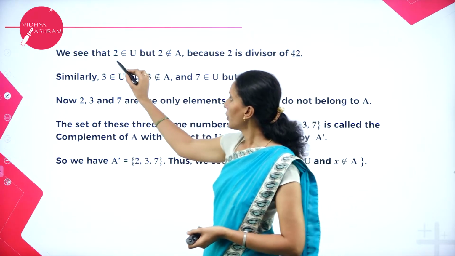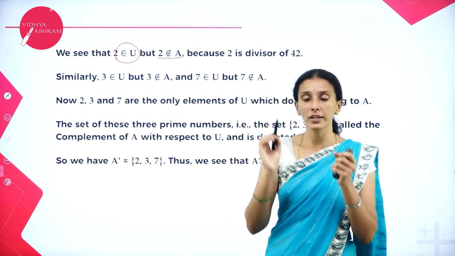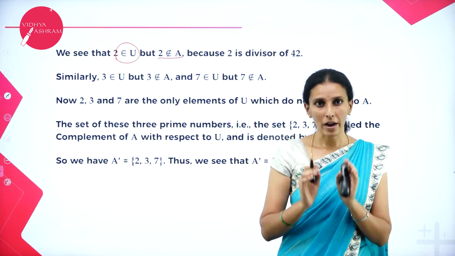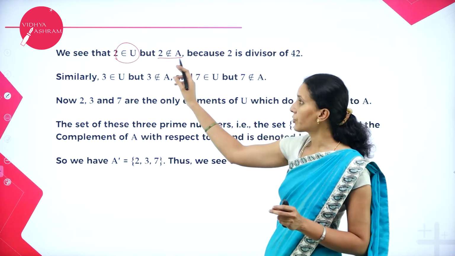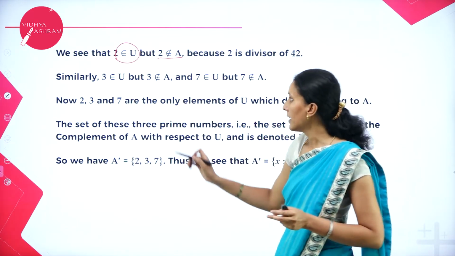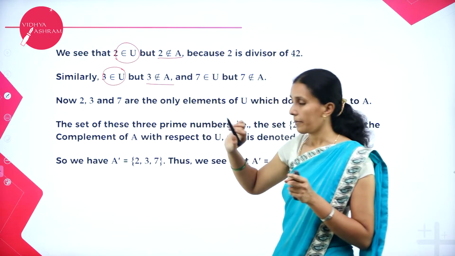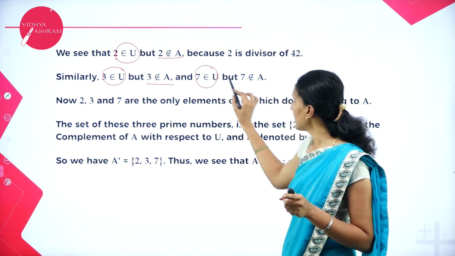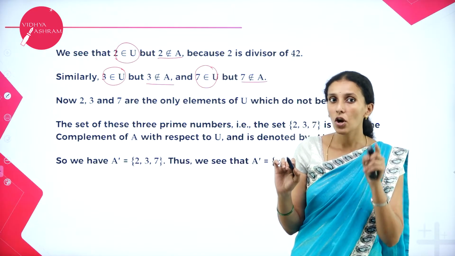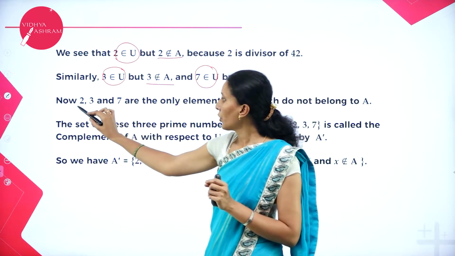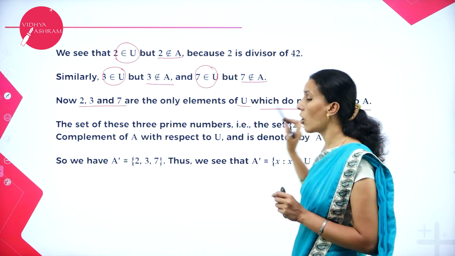So we see that 2 is a prime number which belongs to U, but 2 is not in A, because what is my condition? A contains the prime numbers which do not divide 42. So 2 divides 42, therefore it cannot be in A. Similarly, 3 is in U because it is a prime number, but 3 is not in A. And 7 is in U, but 7 is not in A because it divides 42. My condition is that it does not divide 42. So therefore, 2, 3 and 7 are the only elements of U which do not belong to A.